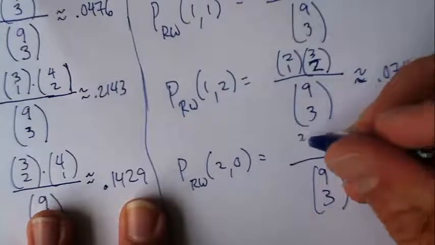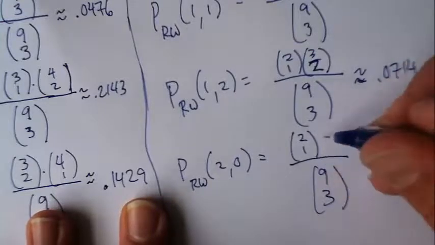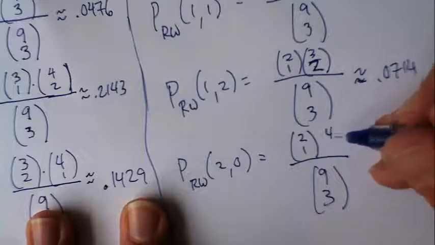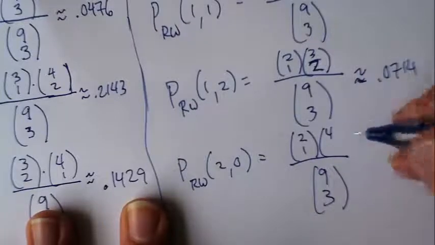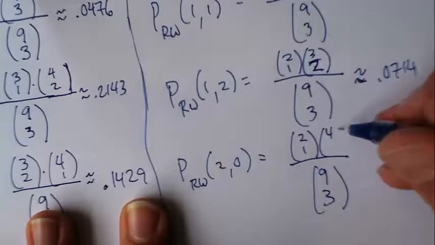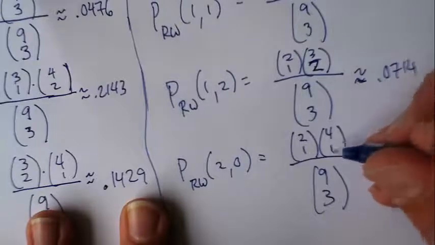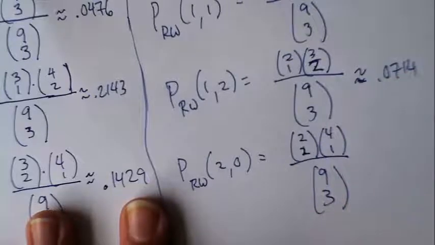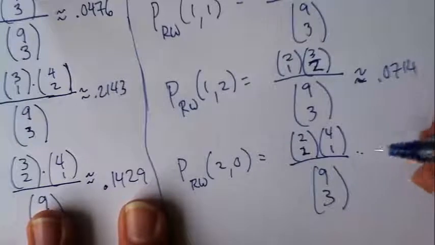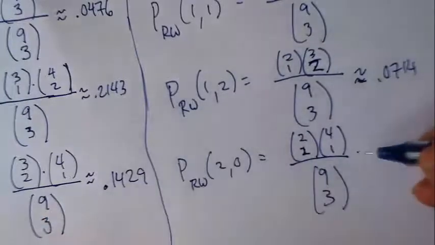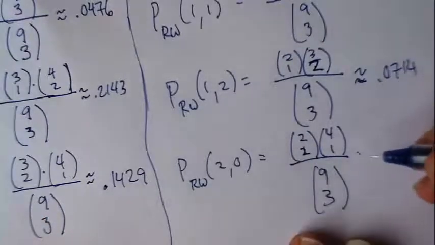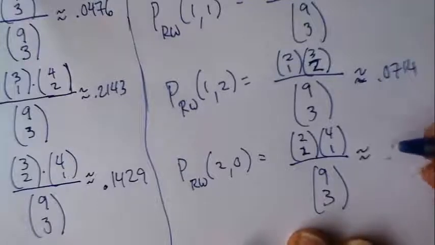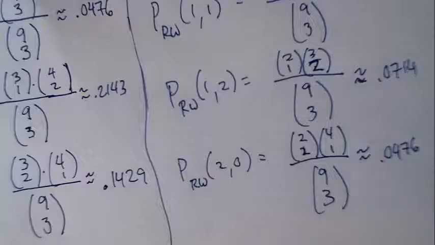By the way, note that if you know the number of red balls and the number of white balls that you pick in a sample, then you automatically know the number of blue balls because the total has to be 3, right? And I guess this turns out to be 0.0476. And let's see, is there anything else?